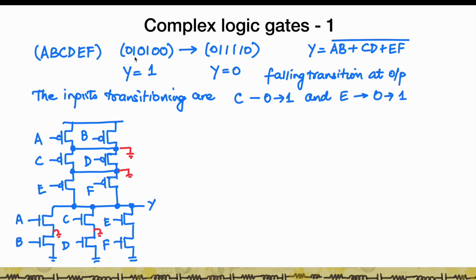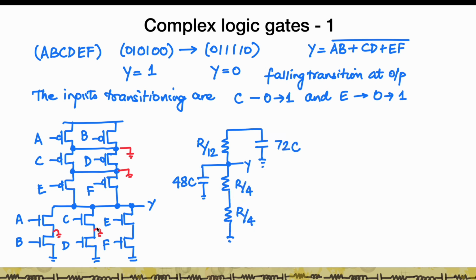So when B was 1, remember B is always 1, so when B is 1, this node is going to be at 0. Similarly, D is 1, so this node is going to be at 0. And so when C and E are transitioning, C is transitioning, it makes no difference because it has to transition only here. The question happens when E is transitioning. So when C goes from 0 to 1, what's going to happen to this delay?